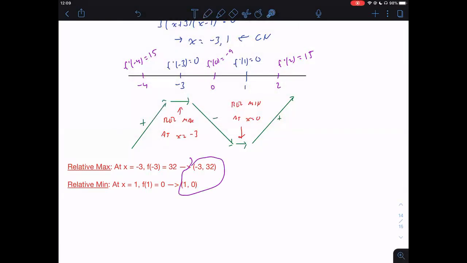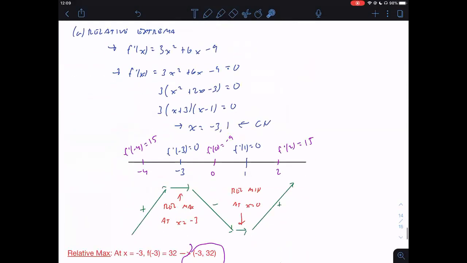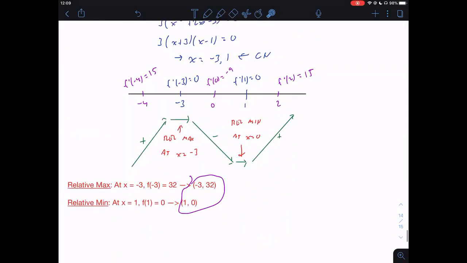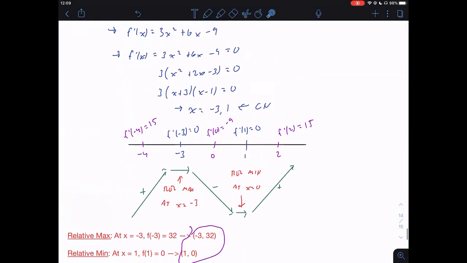So relative maximum at -3, 32, and then relative minimum at 1, 0. But that's only the first half of this problem, because not only do we want to find the relative extrema, we also want to determine the concavity of our function, where our function is concave up and concave down. All right. So again, this first part was just a review from the previous section. Now let's look at the new stuff here.